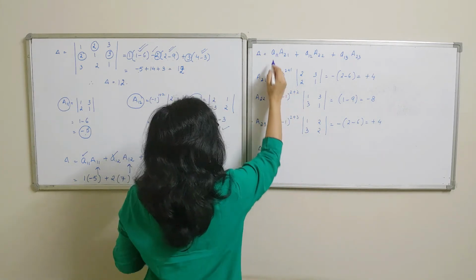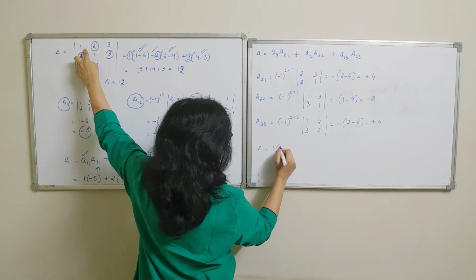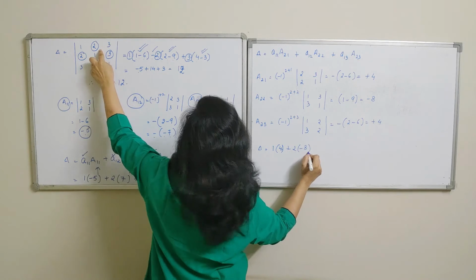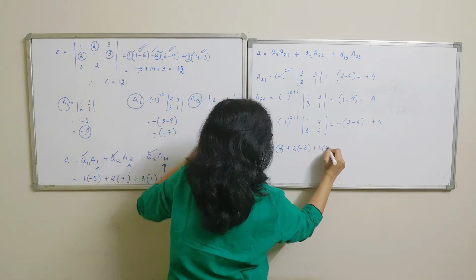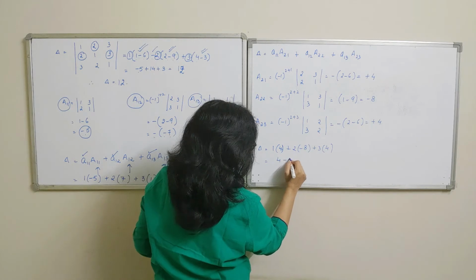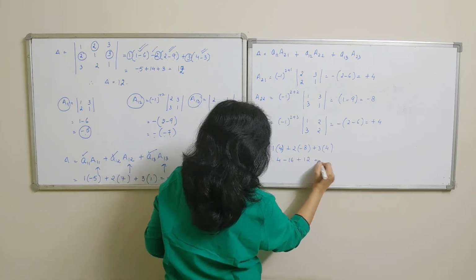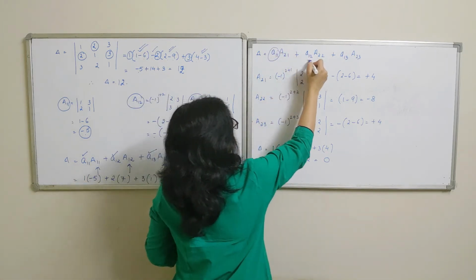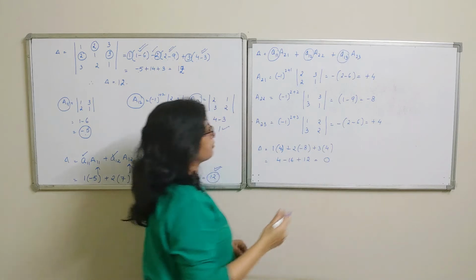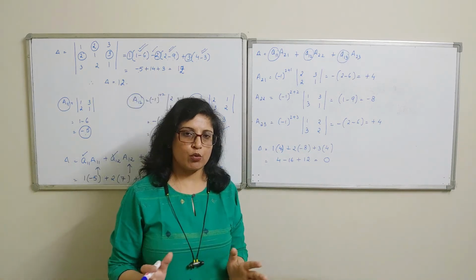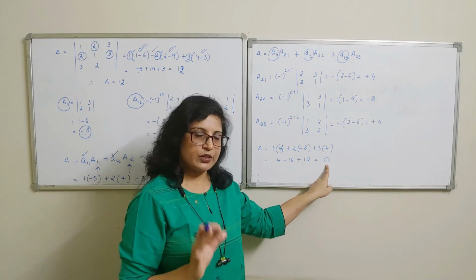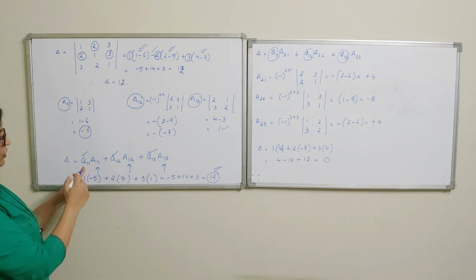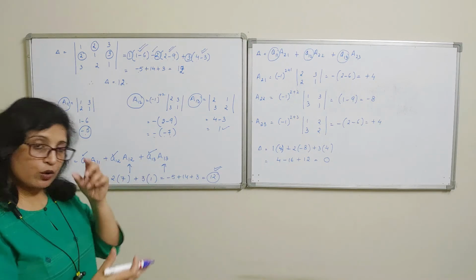Now let us find out the determinant. So the first element is 1 multiplied by 4. Next element is positive 2 multiplied by minus 8. Next element is 3 multiplied by 4. Simplification, 4 minus 16 plus 12, which gives us 0. So what we get to know here is that if the first row elements are multiplied by cofactors of any other row, then the determinant will always turn out to be 0. When can the determinant be correctly found? Only when the first row elements are multiplied by the corresponding cofactors.